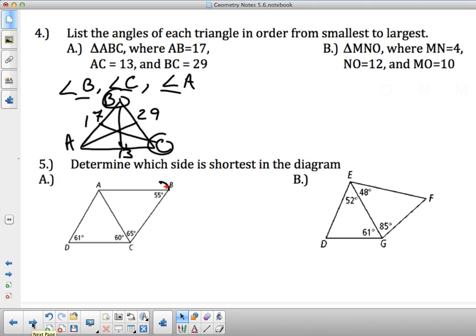Okay. So I go to the smallest side, MN, and it's MNO. So O's got to be the smallest angle. And I go to the largest side, NO. So M's got to be the largest. O and M, and N in between. Got it done. Okay? Are you okay with what I'm doing here?